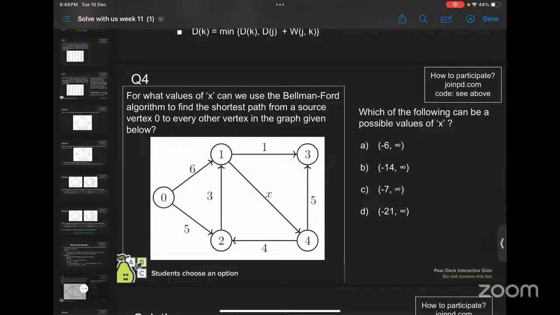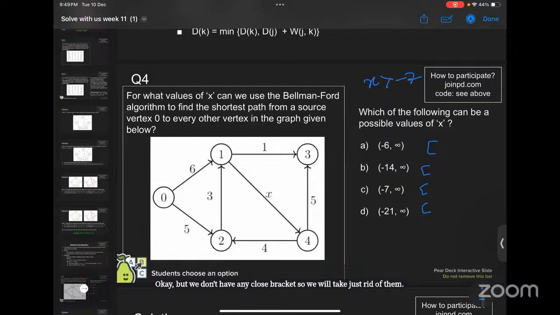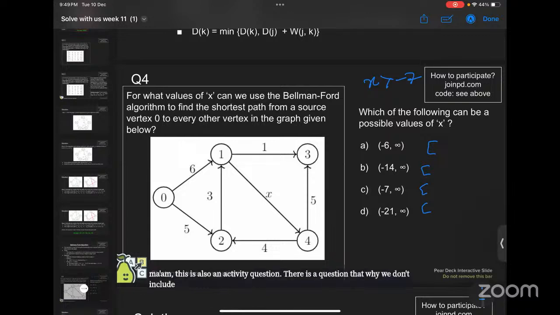X should be greater than -7. It should be greater than -7. Greater than or equal to also. Okay, but we don't have any close bracket, so we will take just greater than. Okay? Ma'am, this is also an activity question. There is a question that why we don't include 7 in our range.